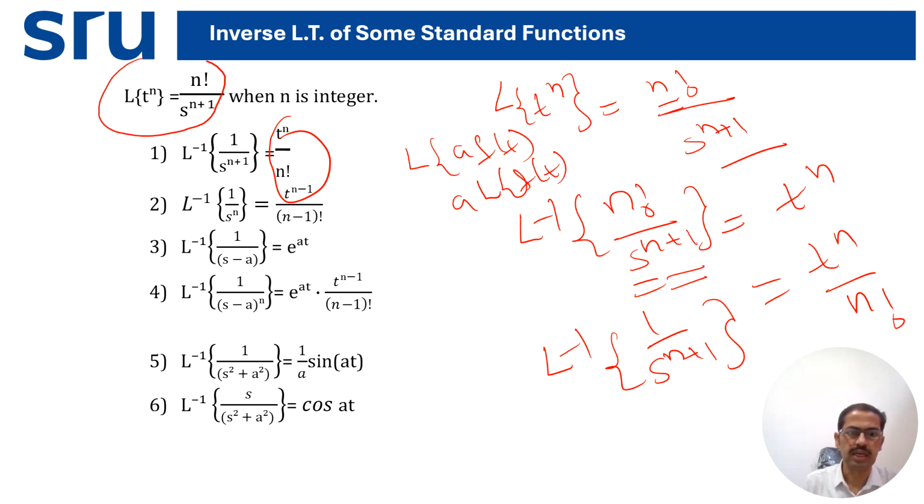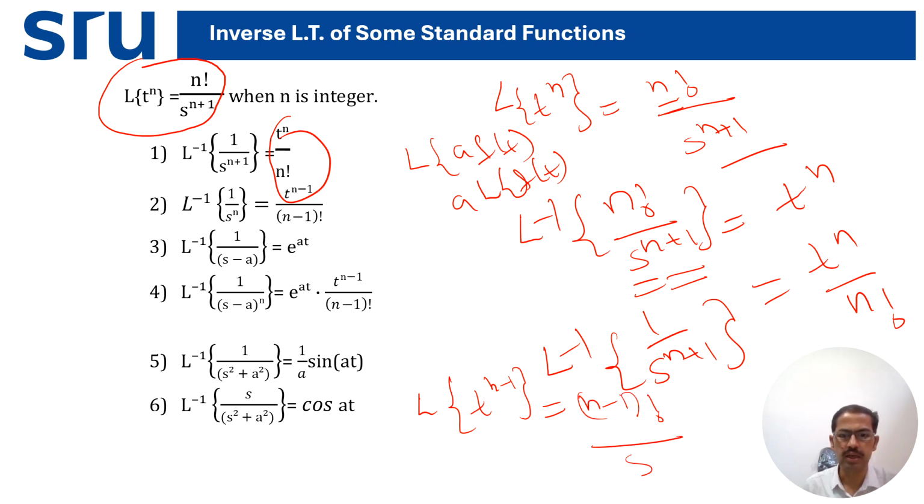Just take the principle of this. The Laplace transform of t power n is n factorial by s to the power of n plus 1. Similarly, the Laplace transform of t power n minus 1 is n minus 1 factorial by s to the power of n. Right? T power n gives n factorial by s to the power of n plus 1; t power n minus 1 gives n minus 1 factorial by s to the power of n. So the inverse Laplace transform of 1 by s to the power of n is equal to t to the power of n minus 1 by n minus 1 factorial. Right?